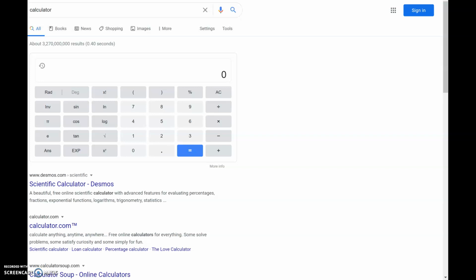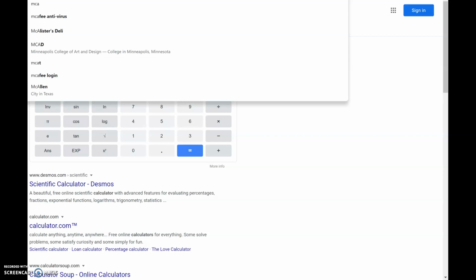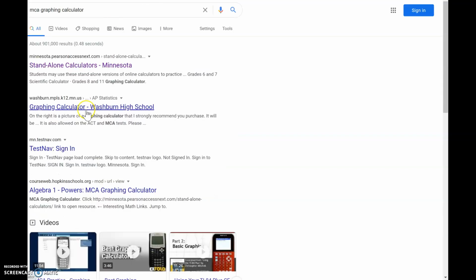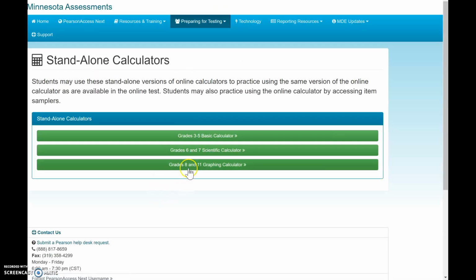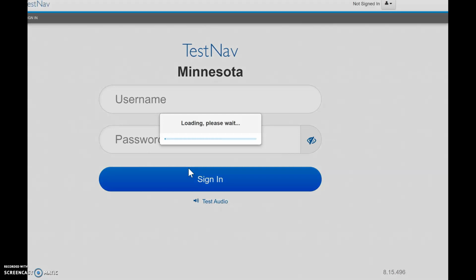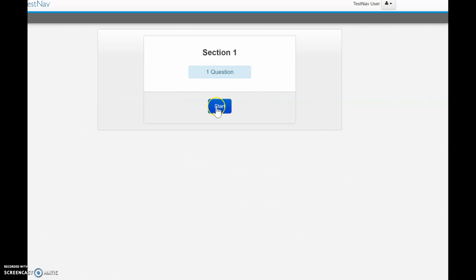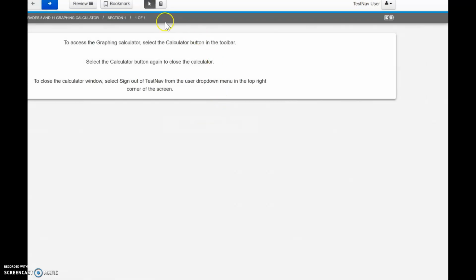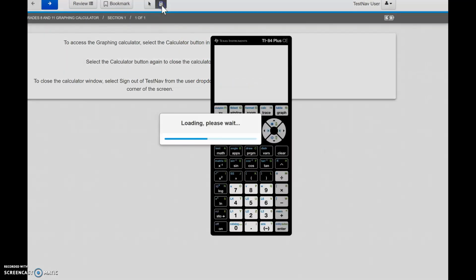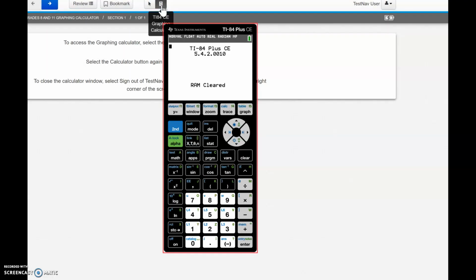All right, so I'm going to type in MCA graphing calculator, and this is what comes up for me. And so I want this standalone, and then I want the 8th and 10th grade calculator. And then it just becomes a lot of clicking to make sure that you get to the right place. So we're going to start this, and then at the top of your screen shows this calculator. So we just click that. Okay, so we're going to be going back and forth between those.